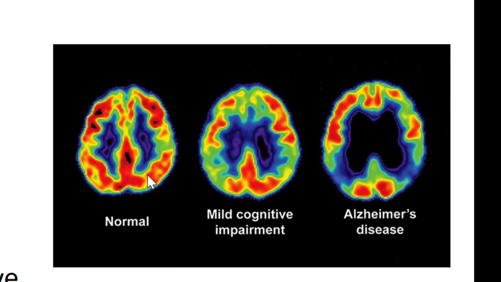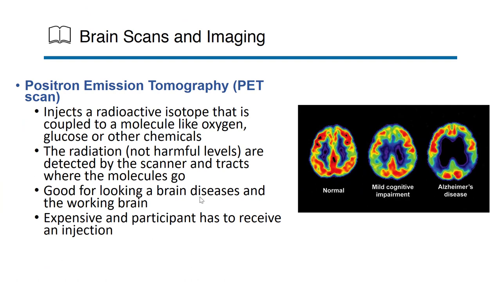Here's somebody with mild cognitive impairment. You begin to see maybe they have a neurodegenerative disease that relates to senility, like Alzheimer's, and here's somebody with Alzheimer's disease, and you're just seeing the expansion of this area of blue where there's just not a lot of activity. Not a lot going on there, right? So this is expensive, but this can look at 3D aspects of the brain.